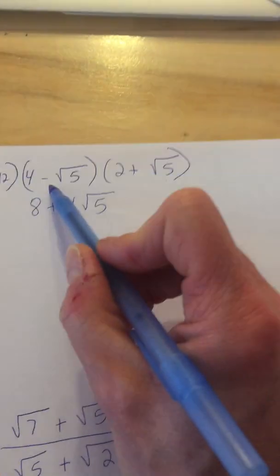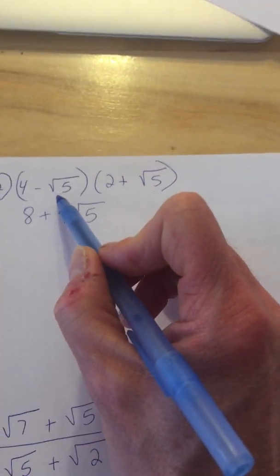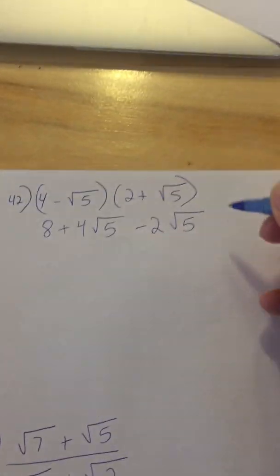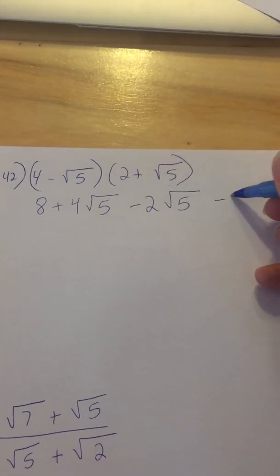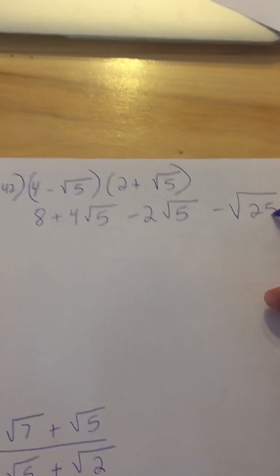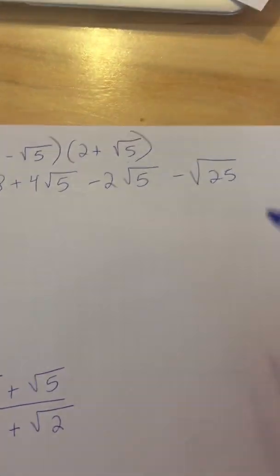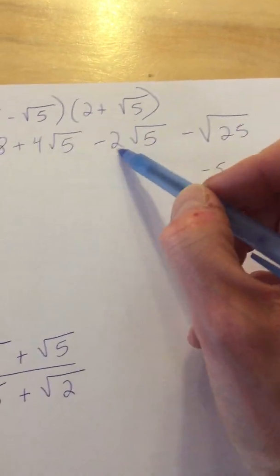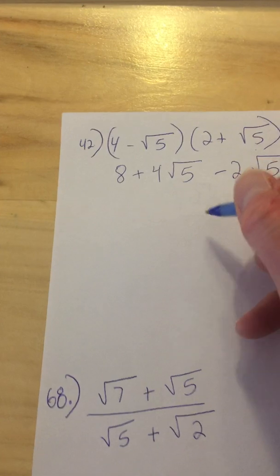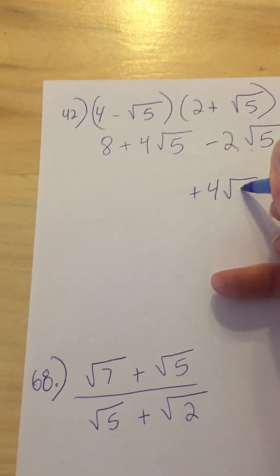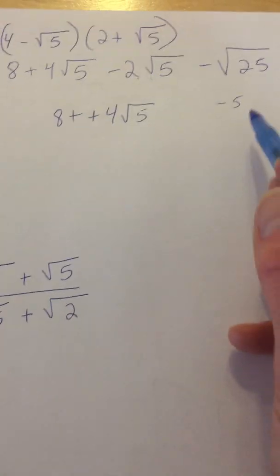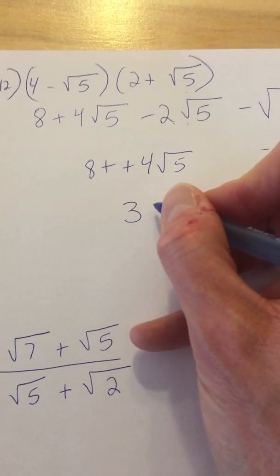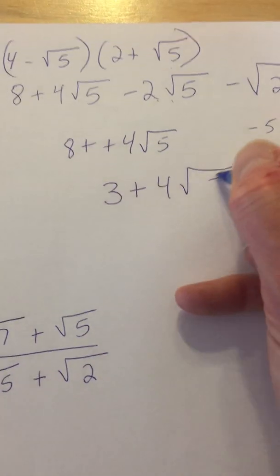And I'm going to distribute this negative root 5. So 5 times 2, and this is going to be a negative, so 2 root 5, and then this is going to be a negative as well, so 5 times 5 is 25, so take away the square root of 25. So now the square root of 25 is 5, and I'm going to combine these like terms, and I'm going to be left with a positive 4 root 5, and then I still have the 8. I'm going to combine the 8 and the negative 5, and I'm going to get a 3 plus 4 root 5.